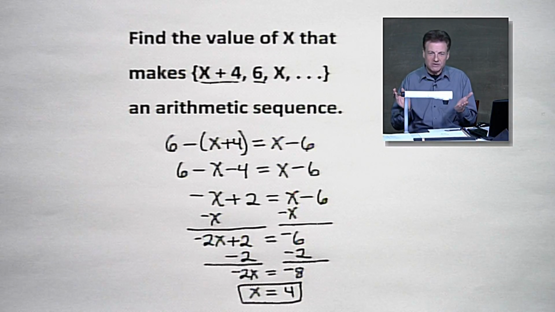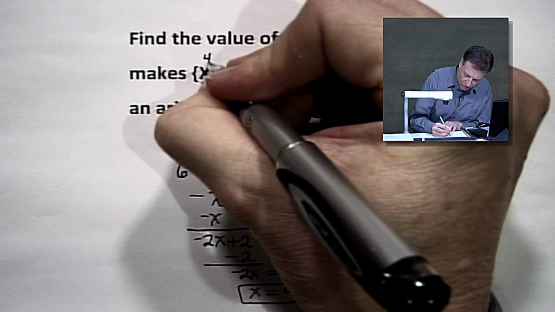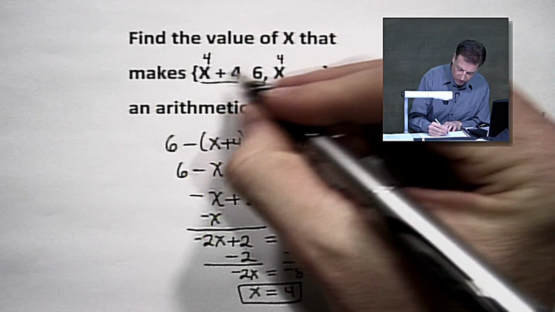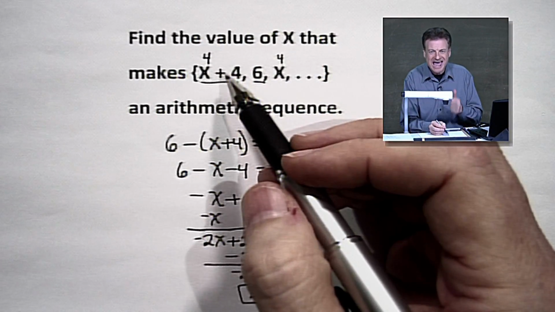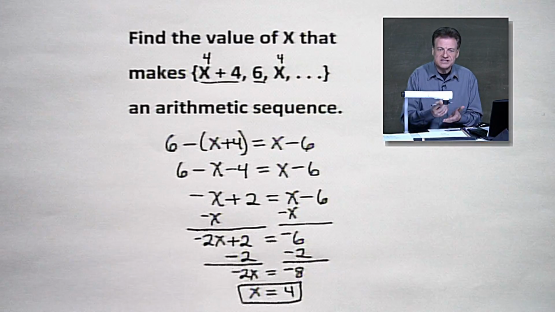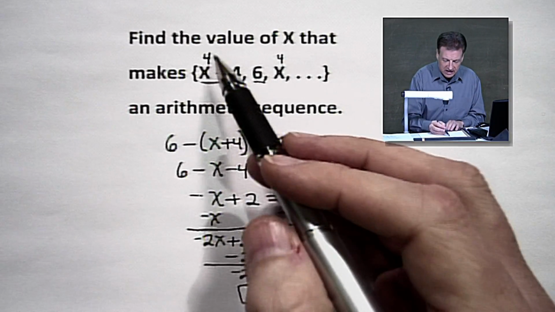Well, we've got to substitute in. We've got to check. So let's put it right back up here. I'm going to put 4 right in there at the top. I'm going to put 4 in both places we see an x. And let's see what we've got. 4 plus 4 gives us 8, 6, and then 4. So this is descending. This is decreasing as we move along here. So we've gone 8, 6, 4.